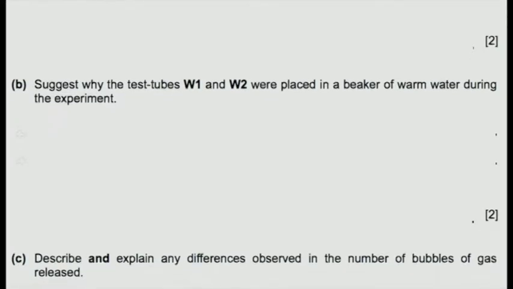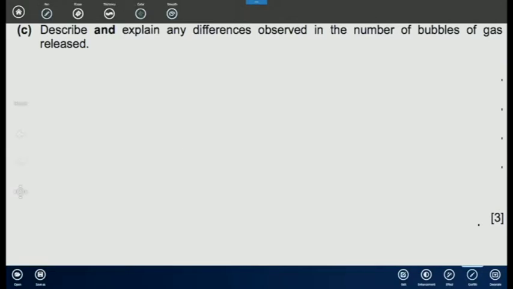So the question says now, we have to account for those differences. What can we say about it? What makes those differences? Let's look at the question again to be exact on what the question needs. Suggest why test tube W1 and W2 were placed in the beaker of warm water during the experiment. We've done that. C says, describe and explain any differences observed in the number of bubbles of the gases released.